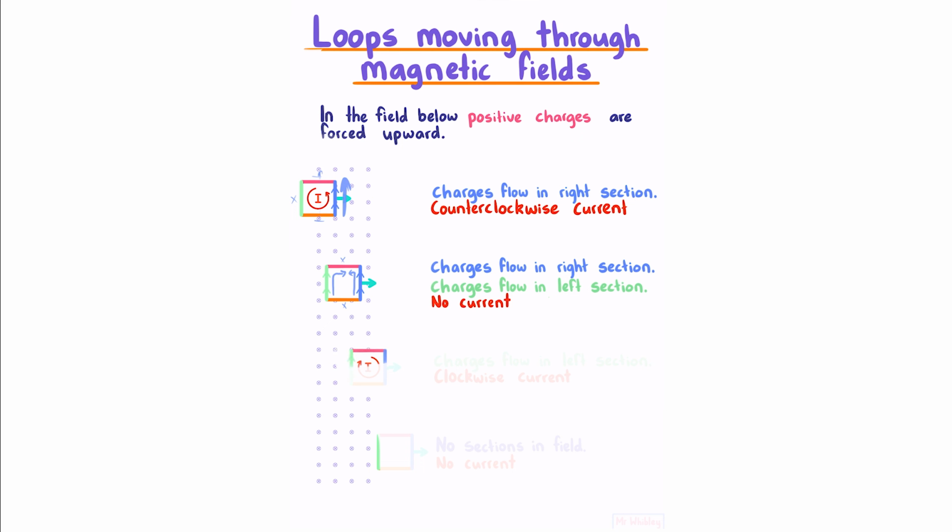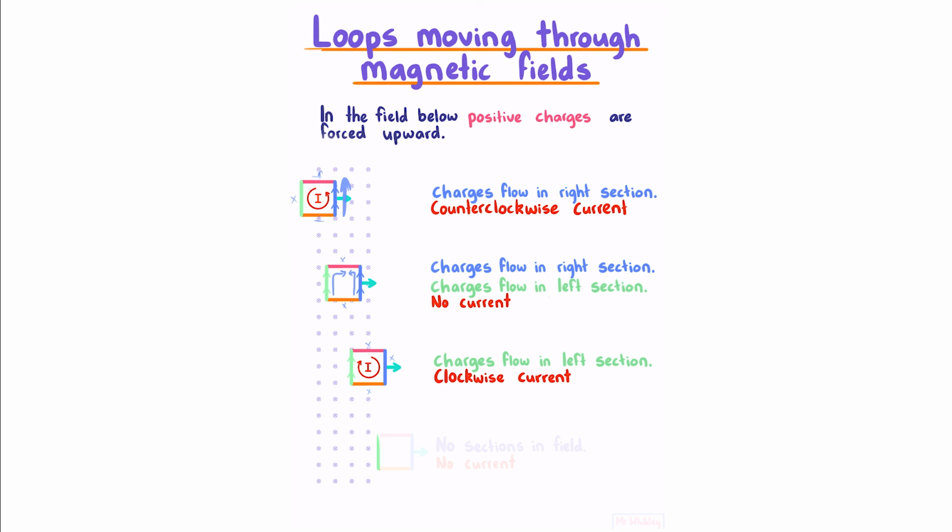As our loop of wire now exits the field, we no longer have charges flowing upwards in the right section since it's outside of the field. The top and the bottom still have no influence. However, our left green section is still in the field, and so charges still flow upwards in it. This results in a clockwise current.